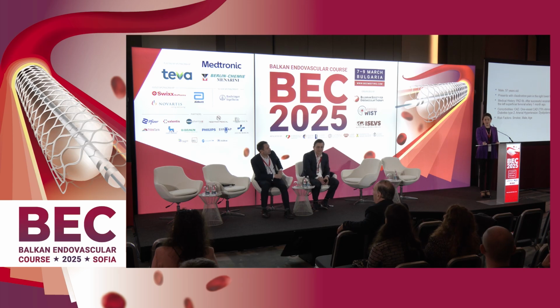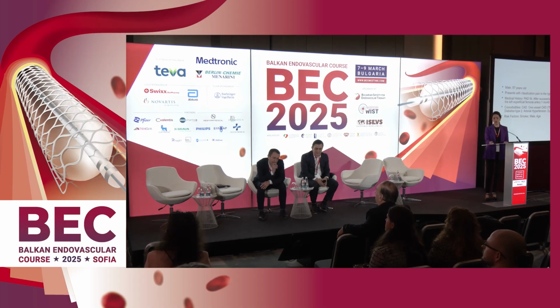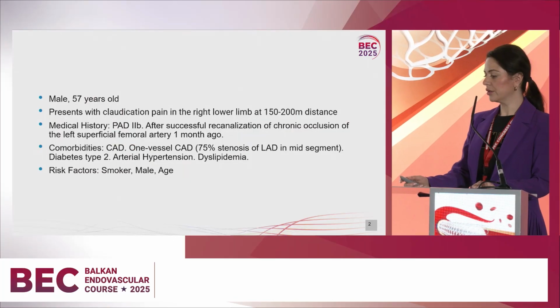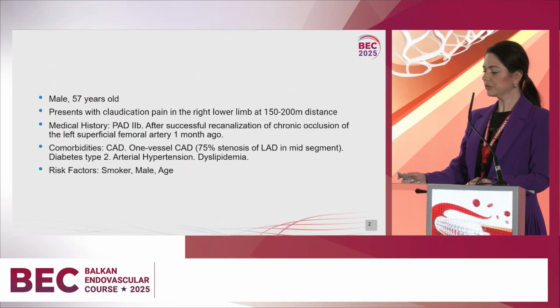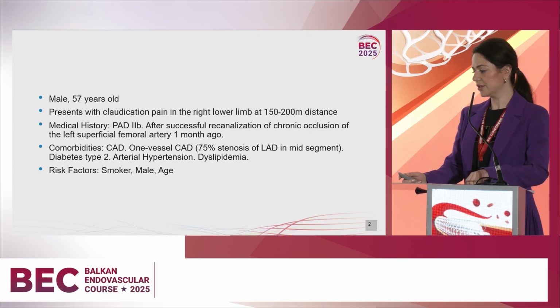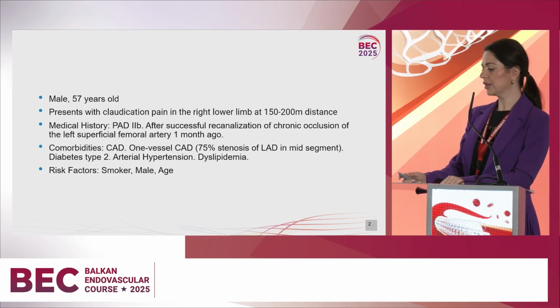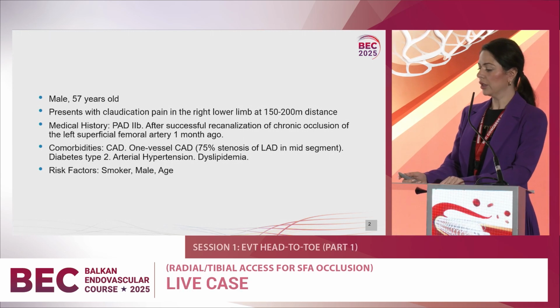The patient is male, 57 years old, presents with claudication pain in the right lower limb at 150 to 200 meter distance. Medical history of peripheral artery disease, after successful recanalization of chronic occlusion of the left superficial femoral artery 1 month ago.